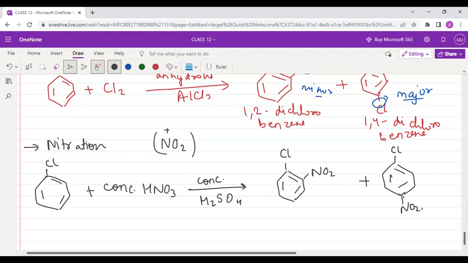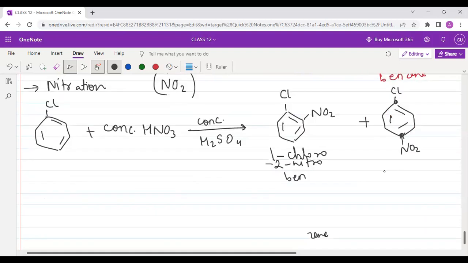See, chlorine is present on the first position and nitro is present on the fourth position. And if we observe alphabetically, chloro comes first, right? Because C comes first. So that's why the name is 1-chloro-4-nitrobenzene. Yes, correct. Because naming always takes place alphabetically, right? Yes.